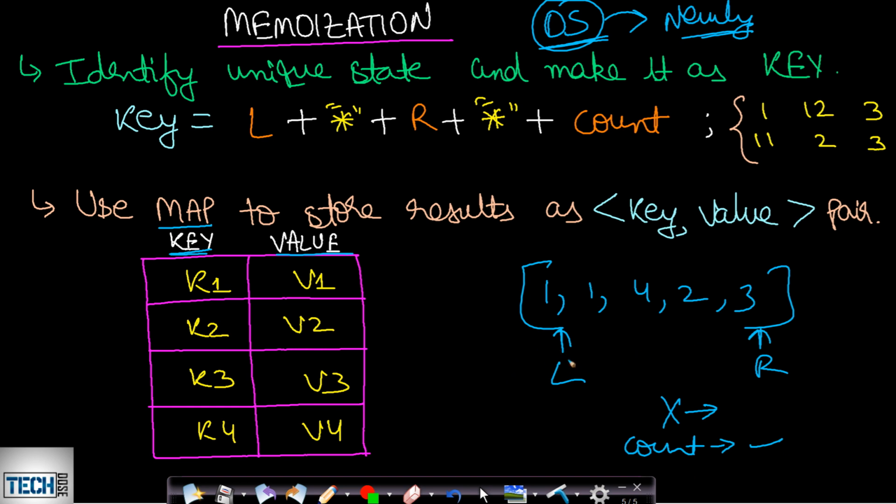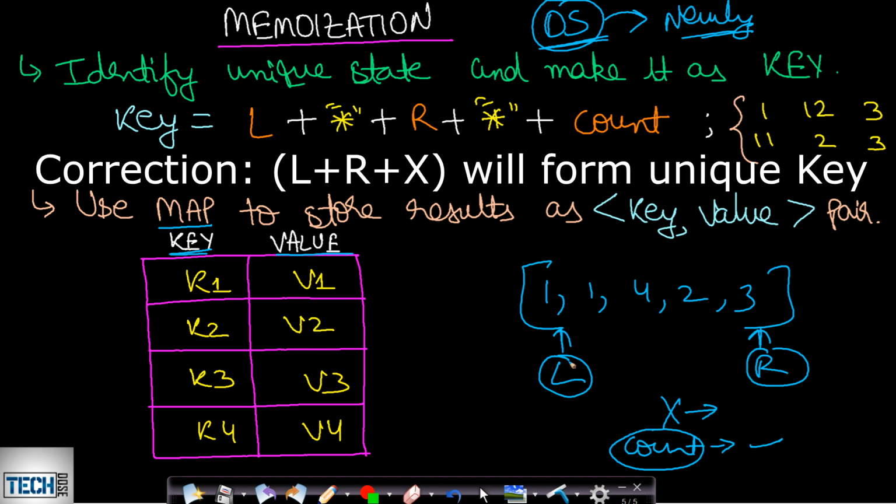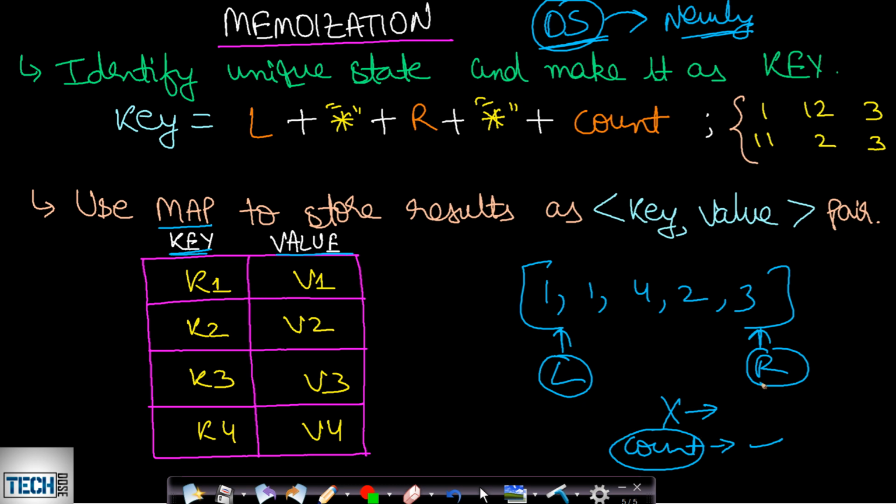In this case, if you take this left as well as this right and this count, then you will see that it will form a unique combination. But it will again not be forming a perfectly fine unique combination. You will have to insert stars in between. And why do we insert stars? Because let's say your L value is 1, your R value is 12 and your count value is 3. And if we are converting this entire thing into a string, then what will it be? It will be 1, 1, 2, 3.